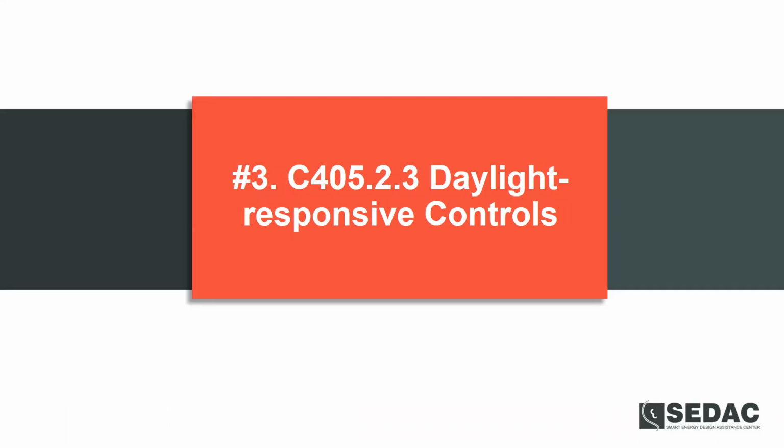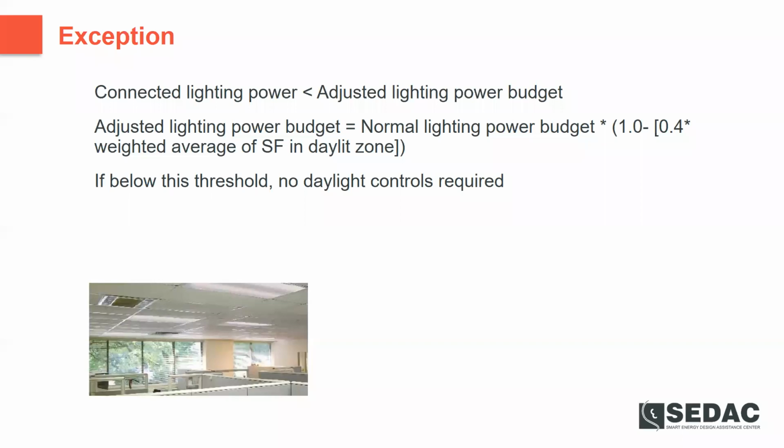Moving on to daylight responsive controls. One of the things we like to call out here first, this is kind of a rare situation where we like to call out the exception to the rule ahead of time. Anywhere where you can not put in daylight sensing controls saves you on commissioning, saves you on installed equipment, upfront labor costs and material costs. So we like to highlight here that if your daylight zones can have the budgeted lighting power reduced by 40%, then you do not have to install those daylighting controls.